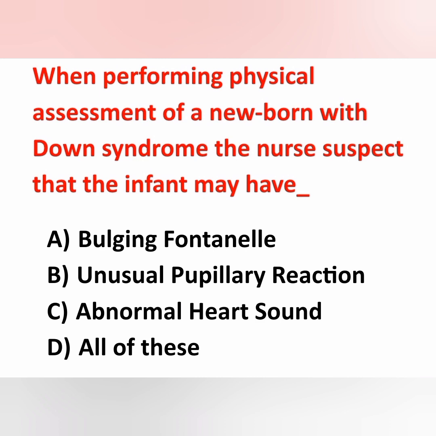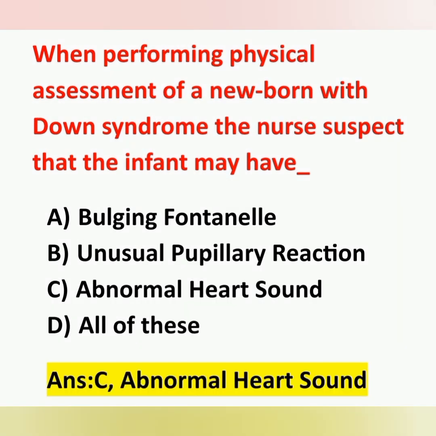Next question, when performing physical assessment of a newborn with Down syndrome, the nurse suspects that the infant may have, and options: option A bulging fontanelle, option B unusual pupillary reaction, option C abnormal heart sound, and option D all of this. Correct answer is option C, abnormal heart sound. Down syndrome is the trisomy of chromosome number 21. Bulging fontanelle and unusual pupillary reaction are not related to Down syndrome. The abnormal heart sound we can expect in a newborn baby with Down syndrome.